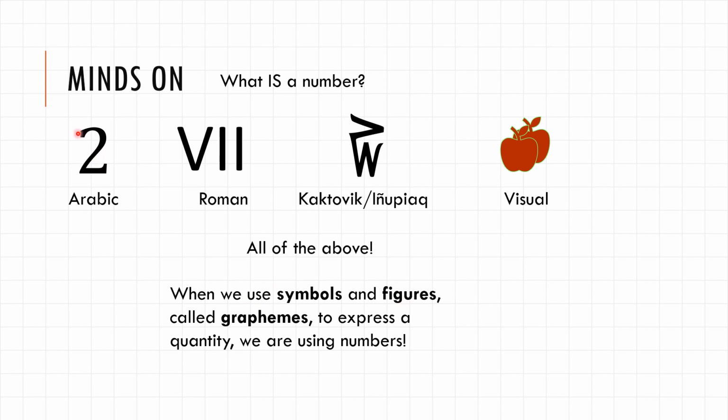And these are called graphemes. A grapheme is a figure that you would write down. And we use these symbols, figures, or graphemes, all of these mean the same thing. We use them whenever we express a quantity. So whenever we are counting how many of something there is, we are using numbers. So a number is a way to express a quantity. It's a use of a symbol, figure, or grapheme to express a quantity.